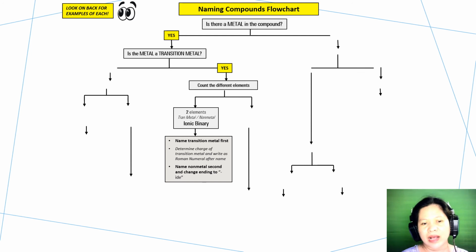Then, the step will be name first the metal, then second, the non-metal by changing the last letters into IDE. Halimbawa, iron 2 chloride. So, iron 2. So, that is Fe2Cl. Now, going back to the question.